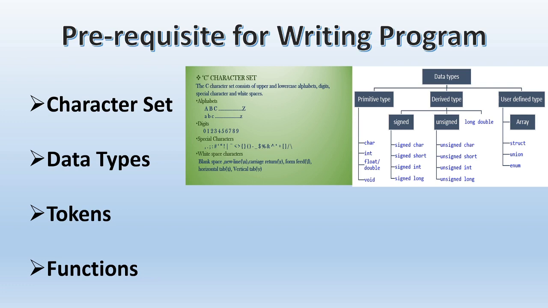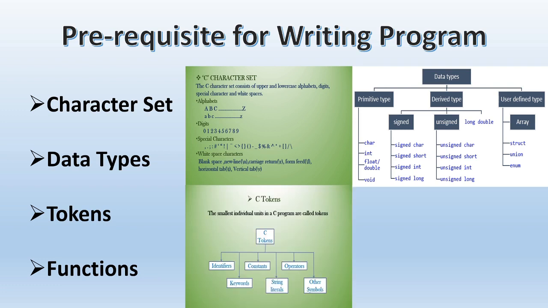And then you have user defined data types, which include array, structure, union, and enumeration. If you are well versed with all these data types, then you are in a position to write a C program. After data types, one should know about the tokens.